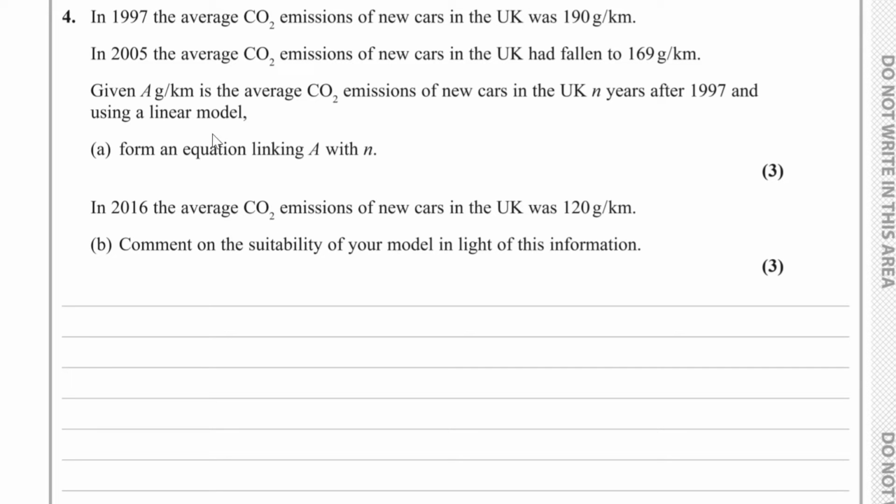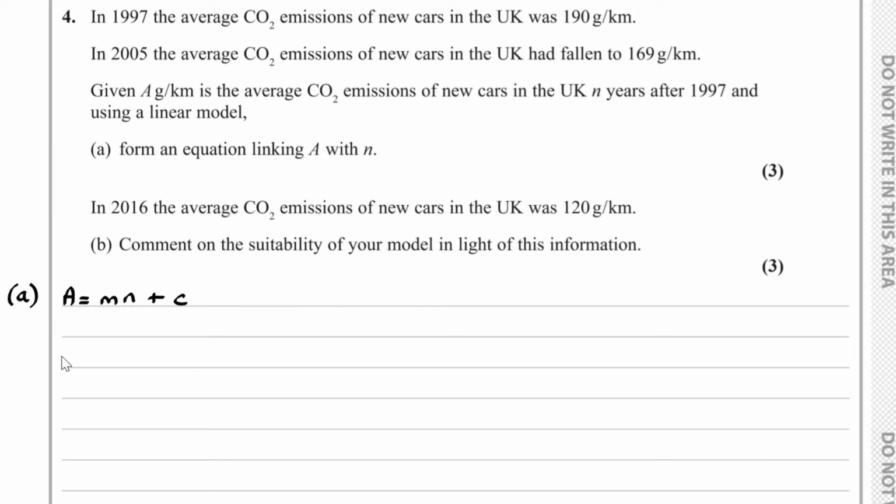Now, essentially, a linear model will be of the form y equals mx plus c. But our variables are not y and x, they are A and n. We want to find an equation linking n with A. So for part A, hopefully you can recognize that this situation can be modeled as A equals mn plus c, where essentially m is the gradient and c is the A intercept.